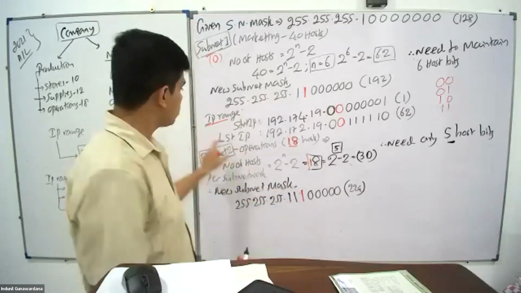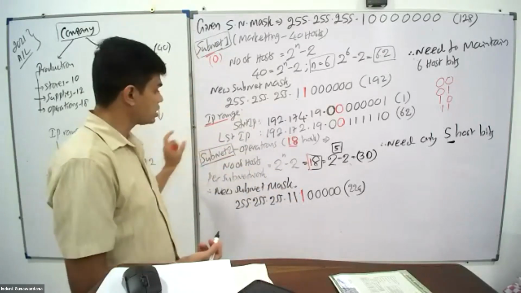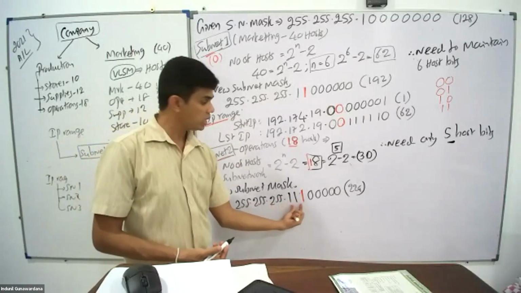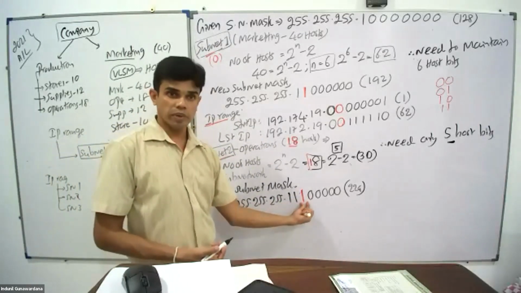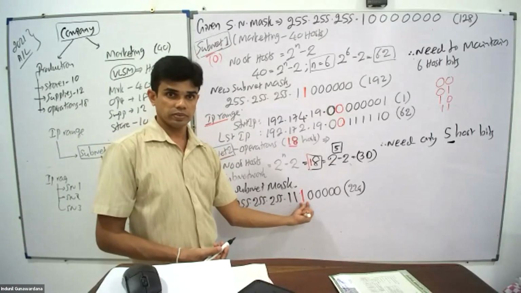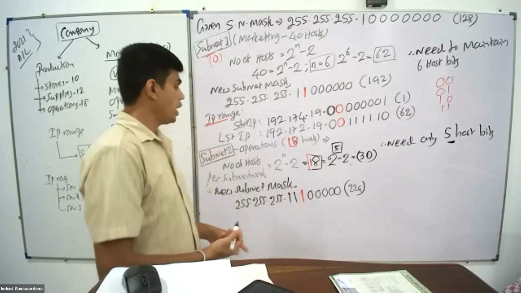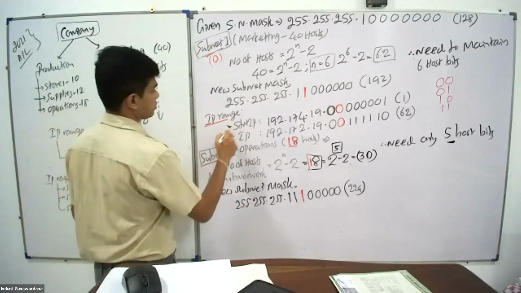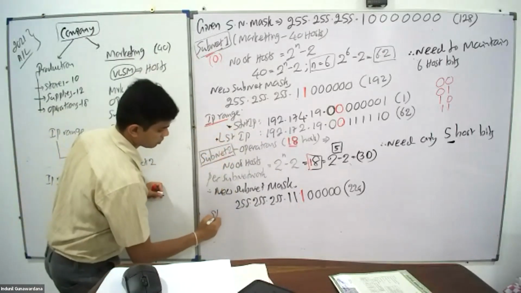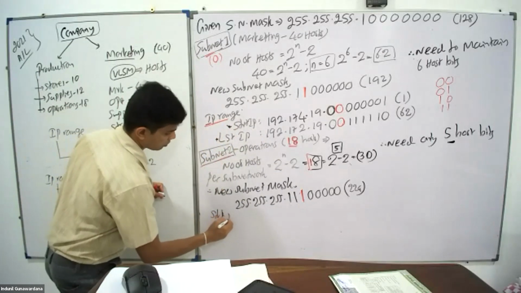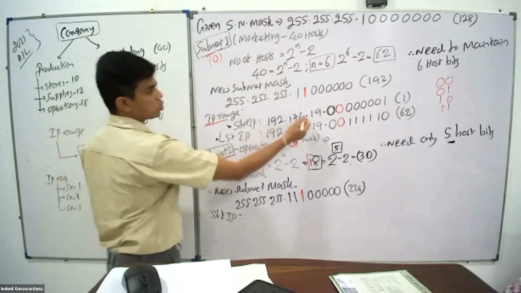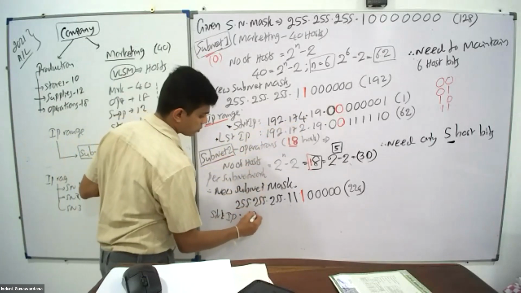Now when I consider the second sub network, these two are going to be the network, this is going to be the subnet. Okay. And now I'll try to get the start IP. When I take the start IP, first three blocks are okay.